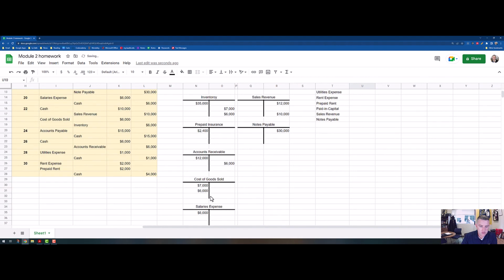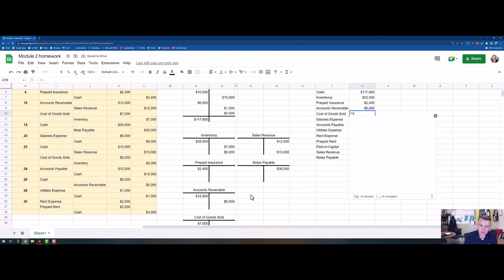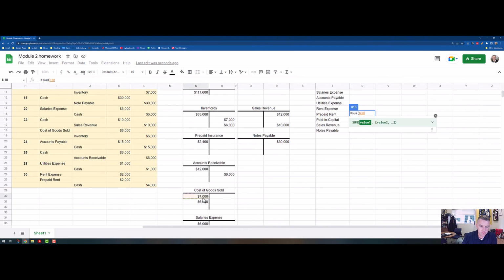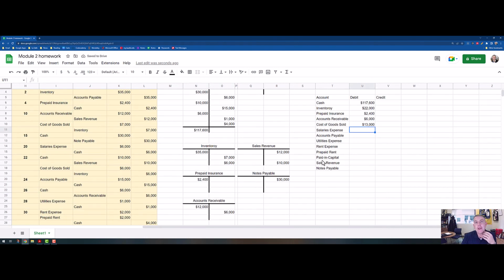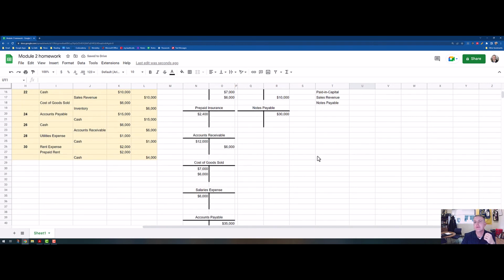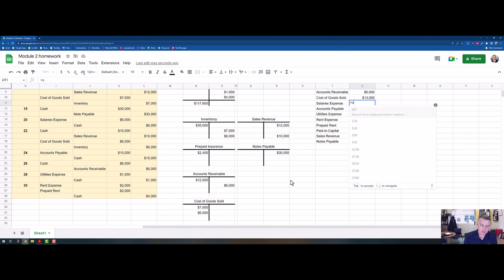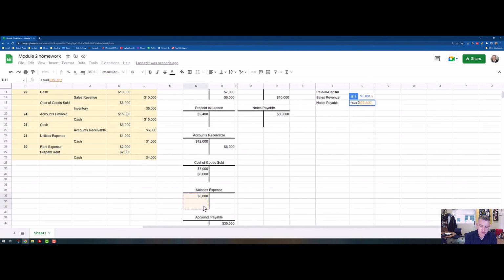Okay. Cost of goods sold equals the sum of the debits minus the sum of the credits. Pop quiz: when would you have a credit to cost of goods sold? See if you can answer that. Salaries expense is there, right? Minus the sum of the credits.